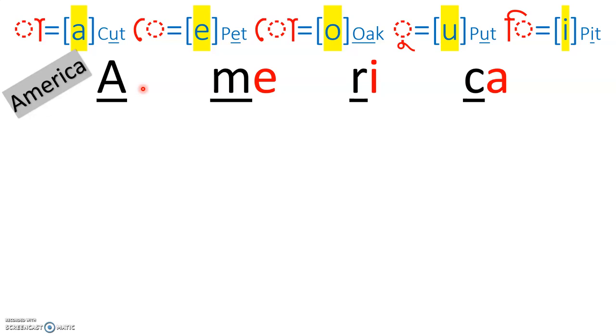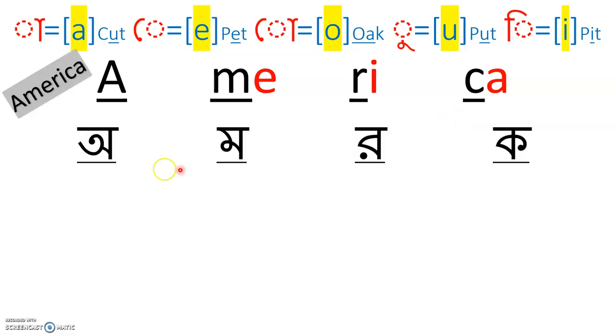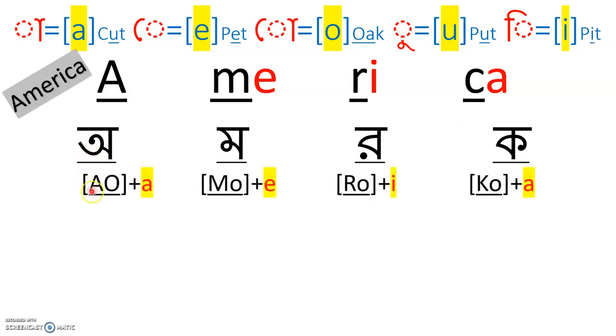Bengali letters are mostly based on syllables. So in America, I break it down into syllables: A, me, ri, ka. So there are 4 syllables, right? If we break it down into 4 syllables, I'm going to have 4 letters, which are aw, maw, raw, caw. Just like we saw at the beginning, how they're pronounced.